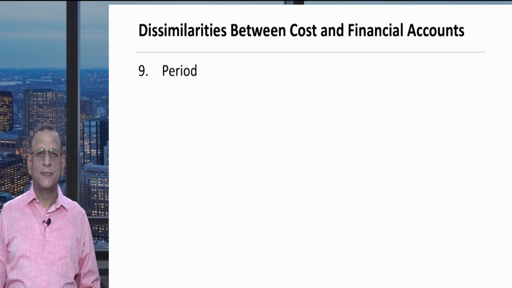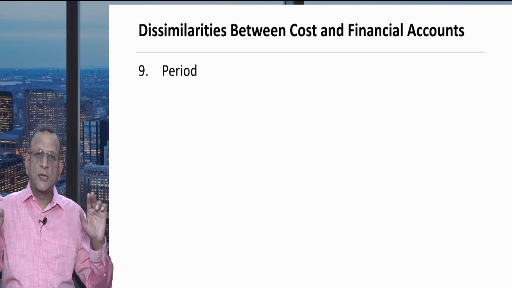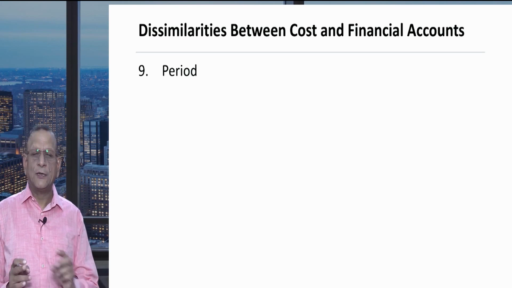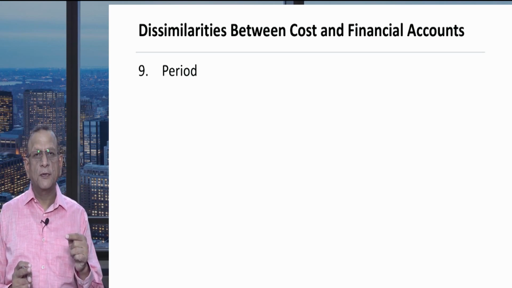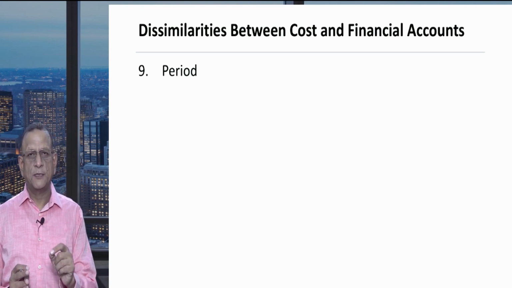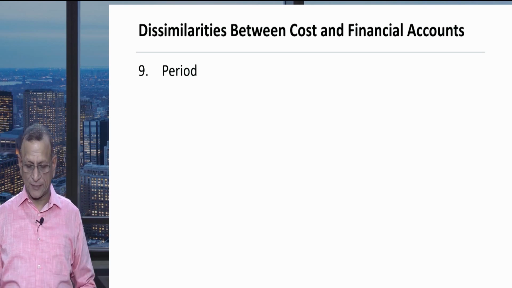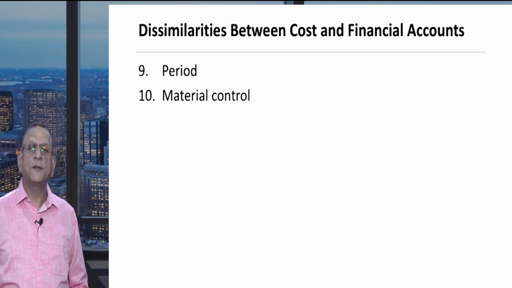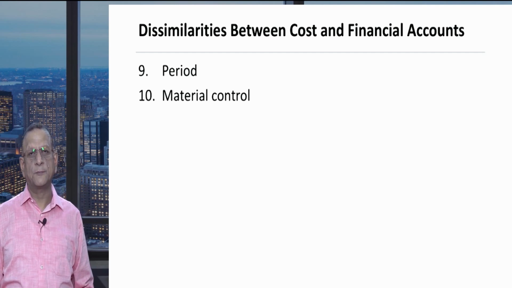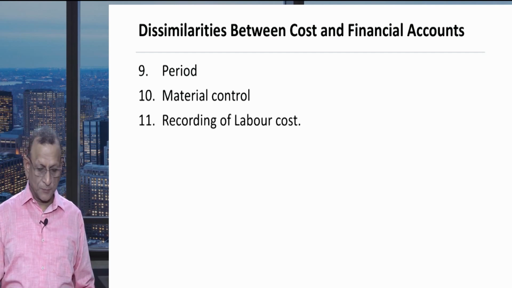Then the 9th point is related to period. In the case of financial accounts, they are prepared for one financial period, an accounting year. But in the case of cost accounts, they are not prepared for one accounting period, but for a specific product, for a department, for a job, etc. Then the next is material control. Financial accounts can't help us in controlling the material, but with the help of cost accounts, we are in a position to exercise our control over the material.